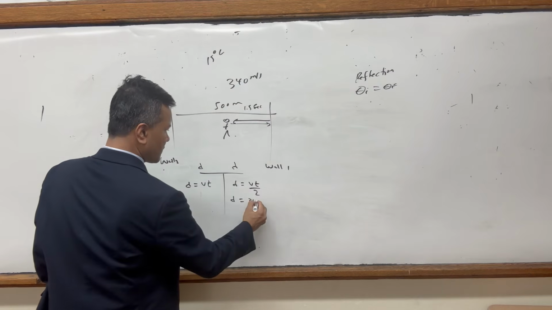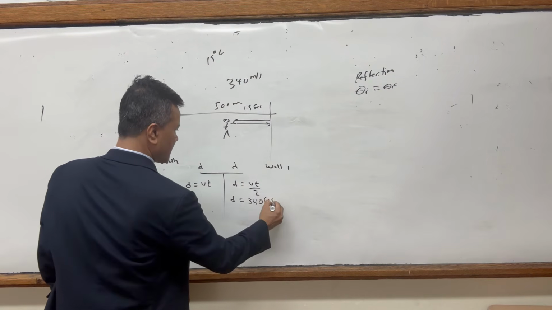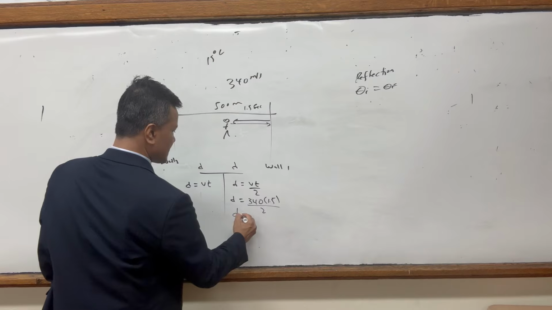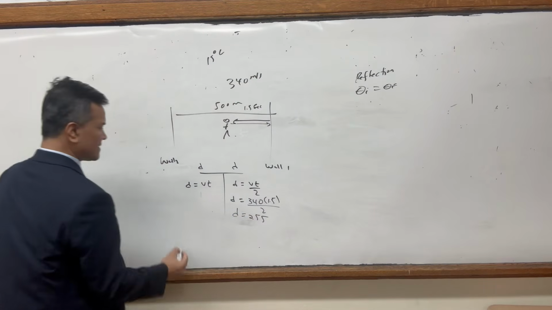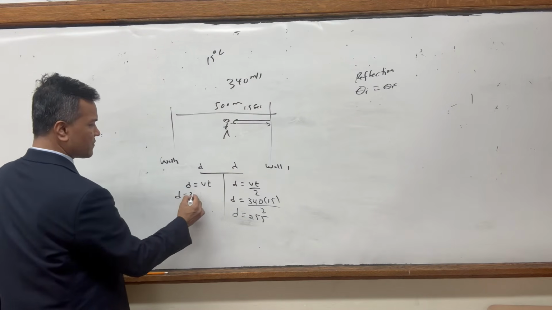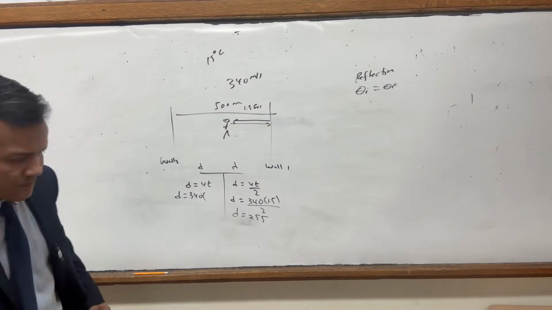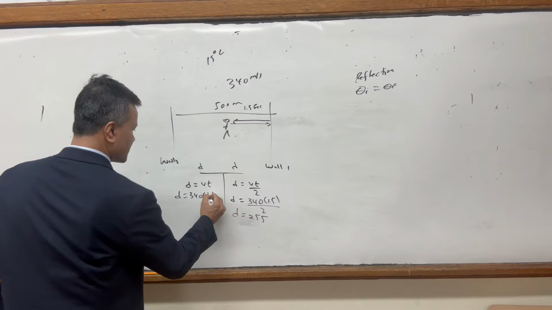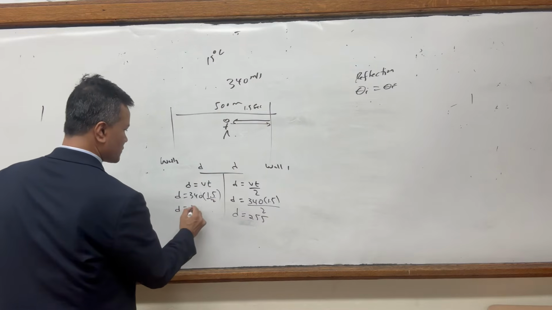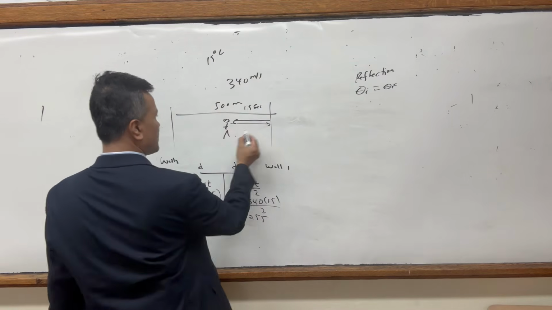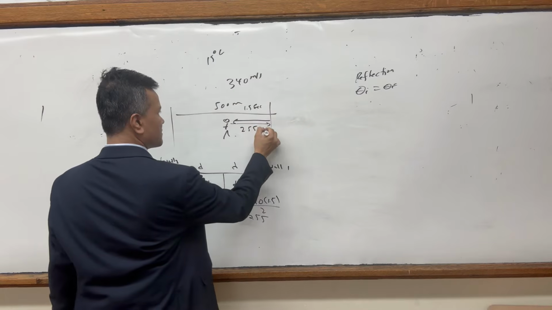So v is 340 and time is 1.5 divided by 2. So the distance is 255. And d is v, v is 340 and t is of course half, 1.5 divided by 2. So this is going to give you 255. So from here to here is 255 meters.